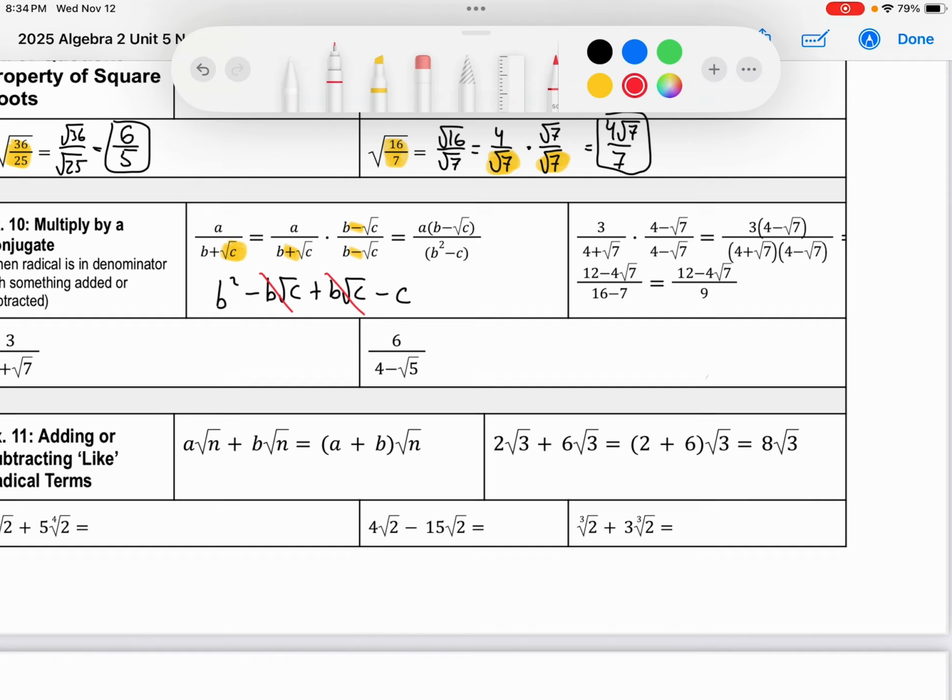Now, if you'd like to see that broken down, just let me know and I'll be happy to show it to you. But the reason we multiply it by the conjugate, by the opposite sign, is so that we can cancel out those middle terms. So that leaves us with b squared minus c for the bottom part of our fraction here.